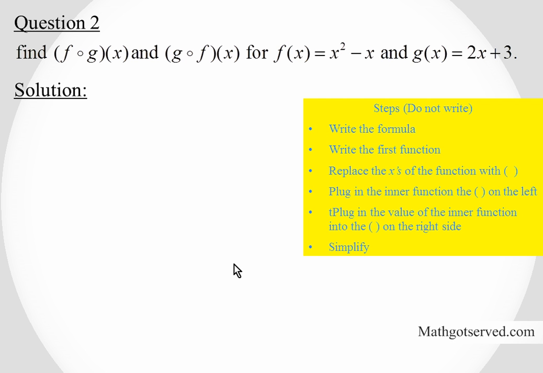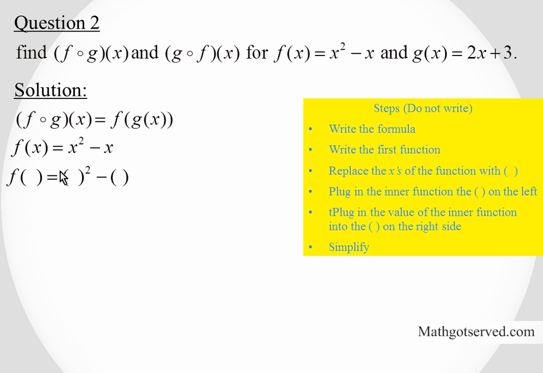The first thing we want to do is write down the formula of what we're looking for. We want to find the first part, which is f composed with g, and the formula tells us f composed with g is f of g of x. The parent function f of x is x squared minus x. We're going to get this function prepped to receive the input function g by following the next step, which is replacing all the x's with parentheses, okay? So now I have the x's taken out.